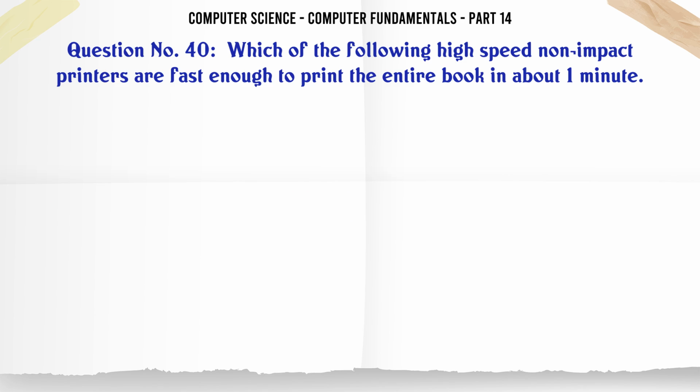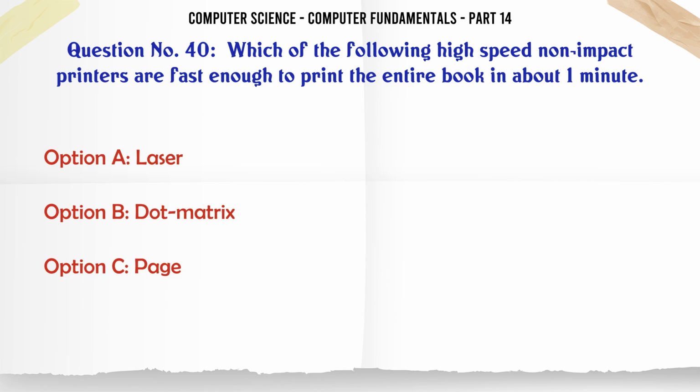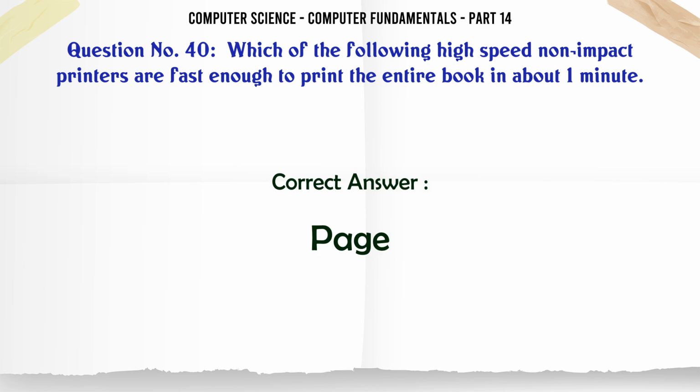Which of the following high-speed non-impact printers are fast enough to print the entire book in about 1 minute? A. Laser. B. Dot matrix. C. Page. D. Line. The correct answer is page.